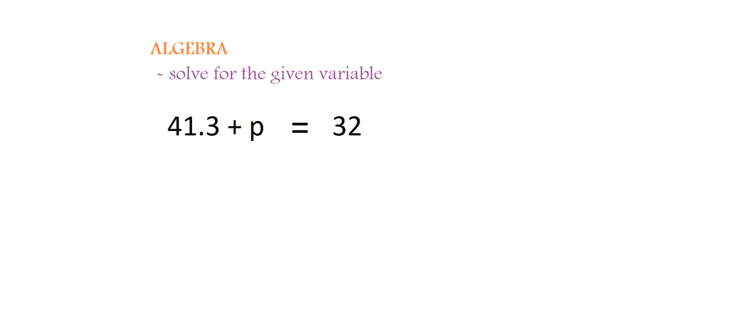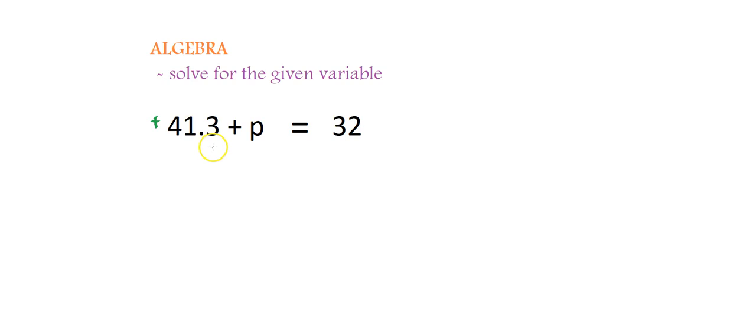So the working is very, very important. So let's go through this. We want to be left with p. We take away whatever we can on the same side as the variable, which is p, right? So here we have 41.3. Now this means positive 41.3, right? Because it doesn't say negative, so it must be positive.